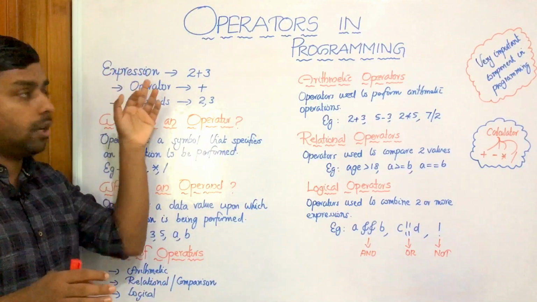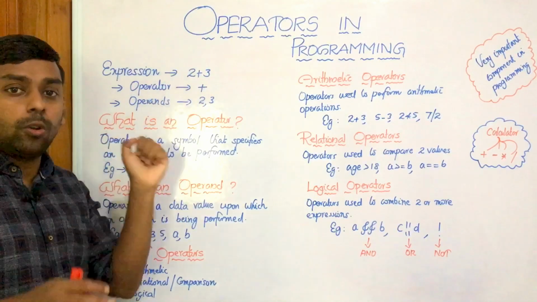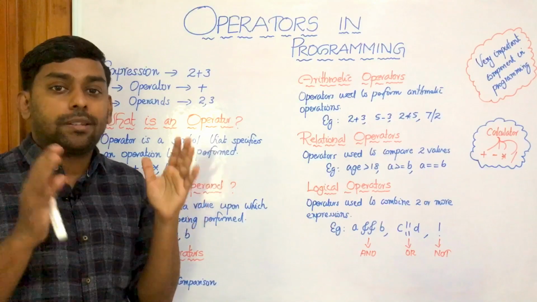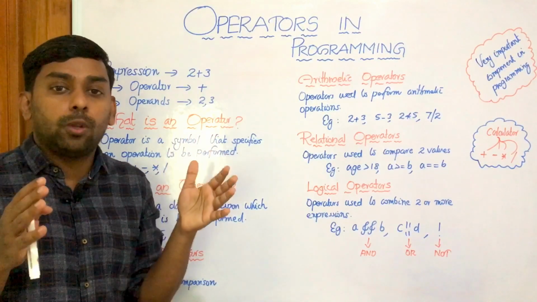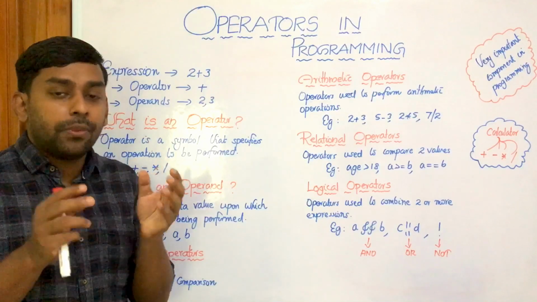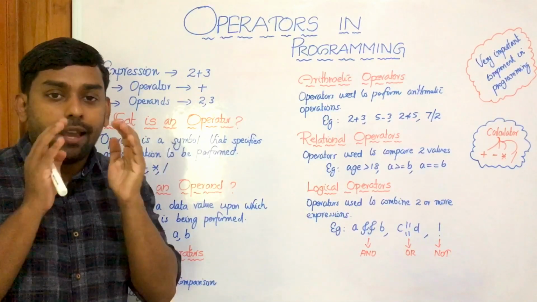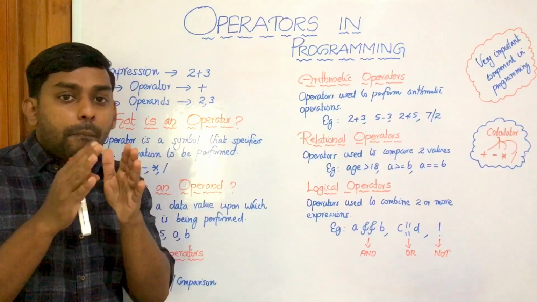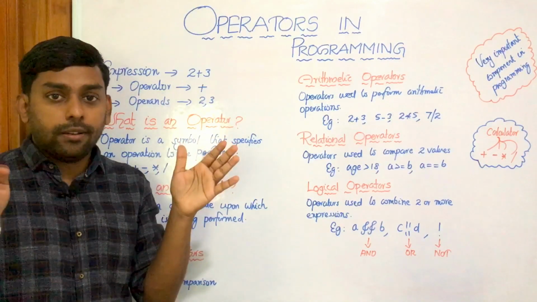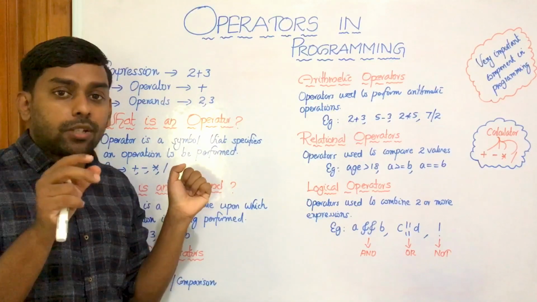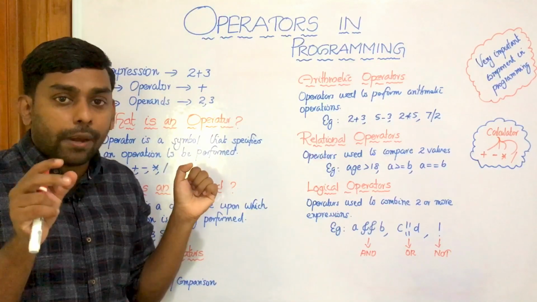We have an expression that is 2 plus 3. You know, 2 plus 3 is an expression. You know what actually an expression is? 2 plus 3, 2 minus 3, or 5 into 3, 10 divided by 2. These are expressions, right? And what is an expression? In an expression, we can see a combination of operator and operands, right? So an expression has an operator and operands.